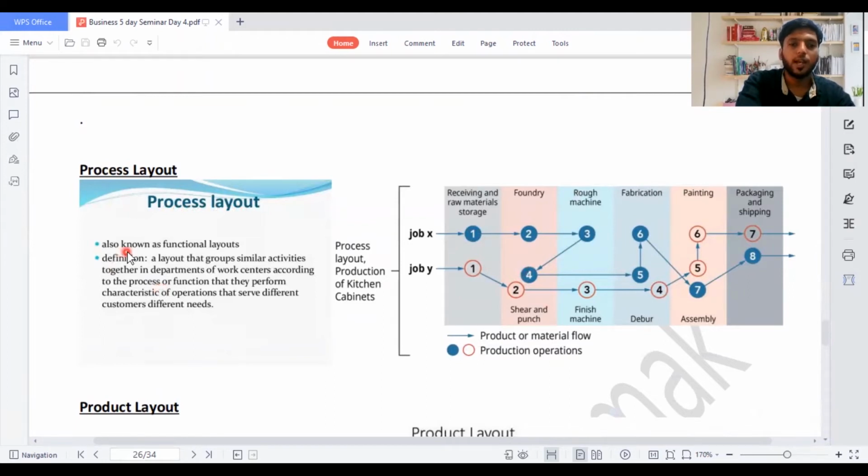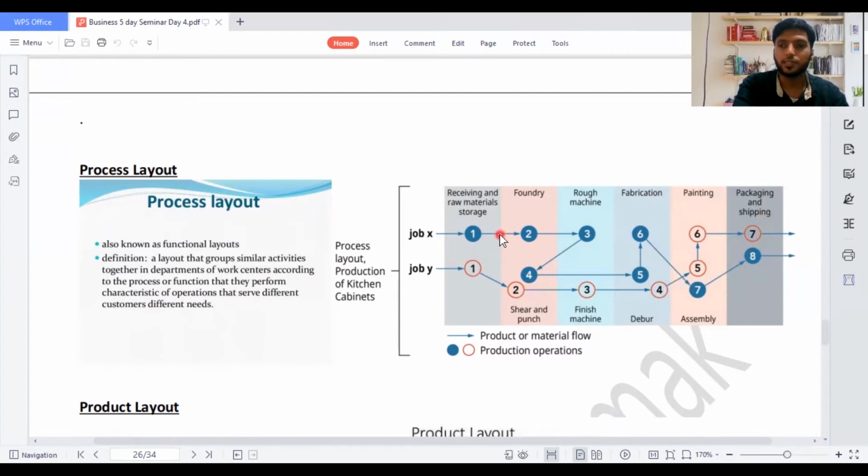Number 1, also known as functional layout, is a layout that groups similar activities together in departments or work centers according to the process or function that they perform. It is characteristic of operations that serve different customers with different needs. Now you might see here there are 2 types of products they are producing, X and Y. But they have different work centers: receiving and raw material storage, foundry, rough machine, fabrication, painting, packaging, and shipping. But you need to understand one particular thing.